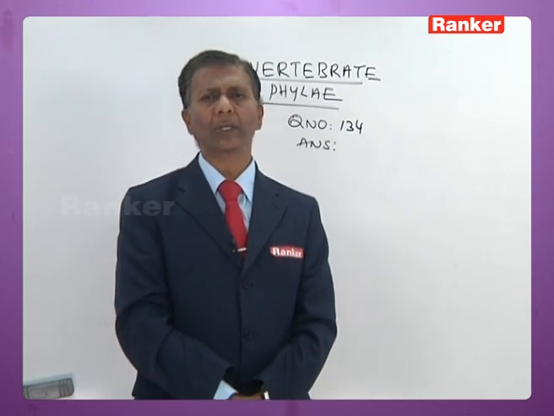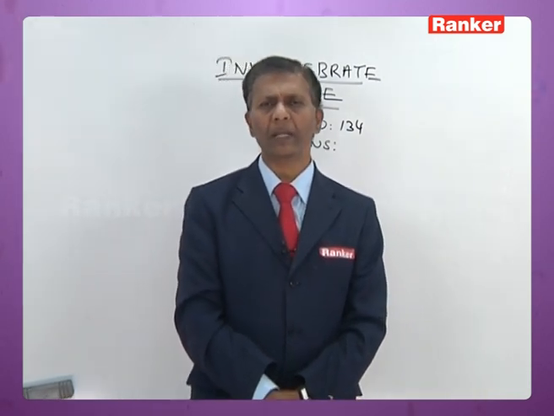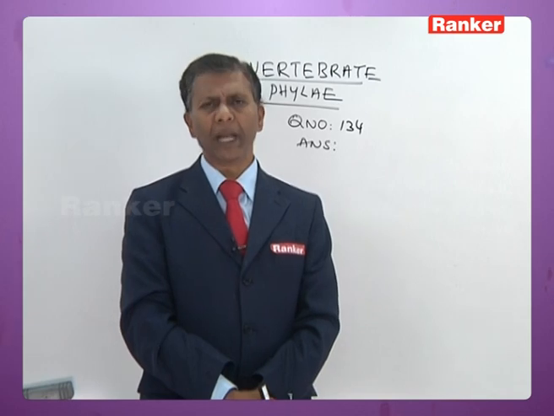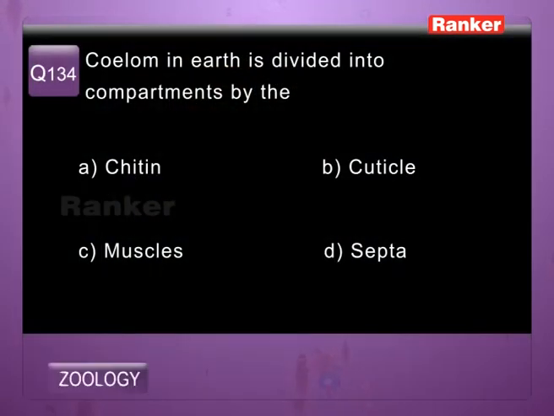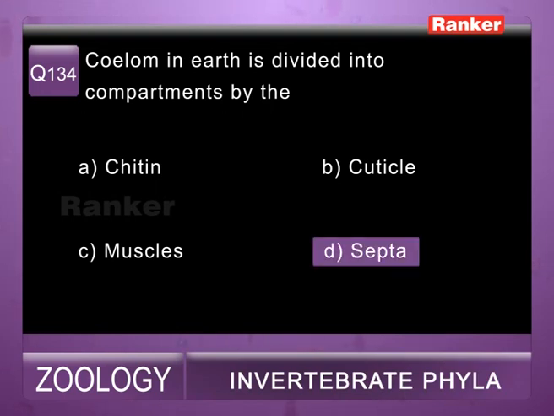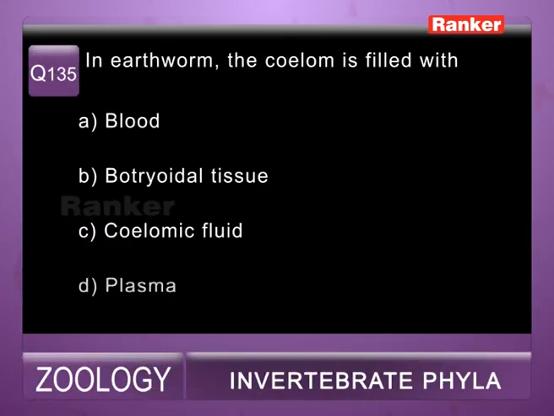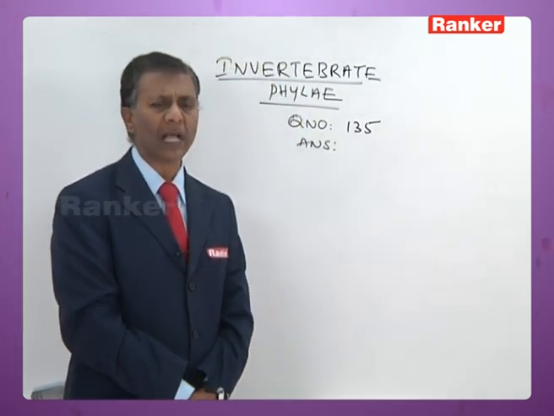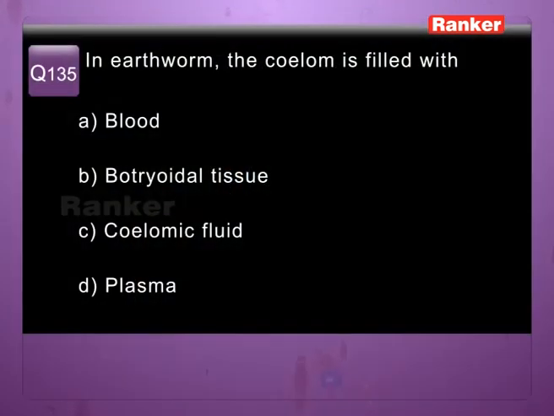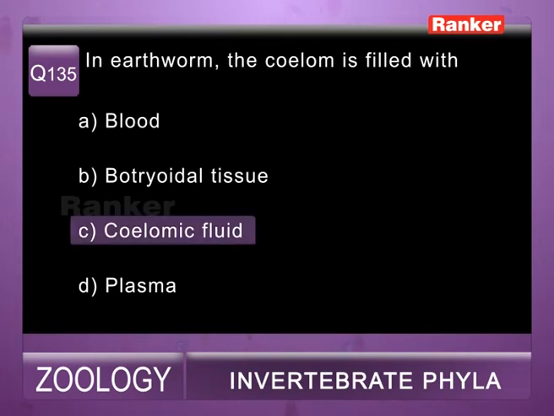Septa up to the 12th or 13th segment are non-perforated. The typical septum between 12 by 13 segment is perforated. So obviously the 134th question, correct answer is D, that is septa. Now 135 question: in earthworm coelomic fluid is with A, blood, B, botryoidal tissue, C, coelomic fluid and D, plasma. In earthworm, coelom is filled with coelomic fluid which is alkaline and colorless. So 135 question, correct answer is C.